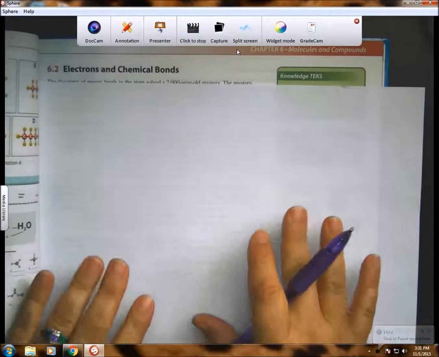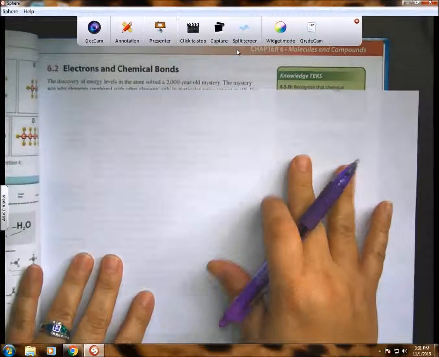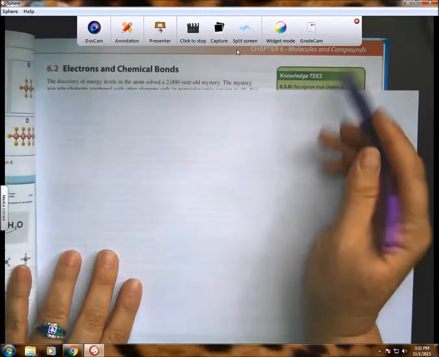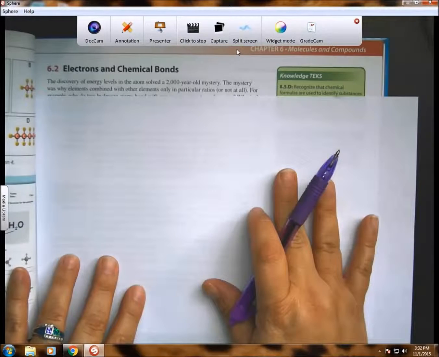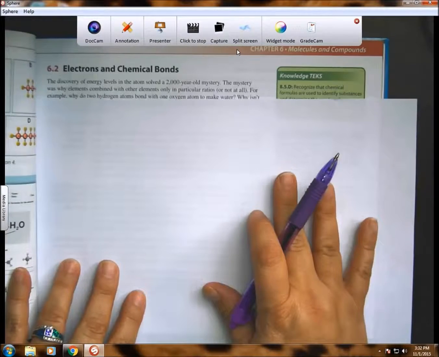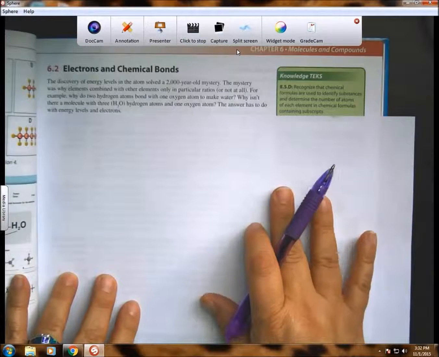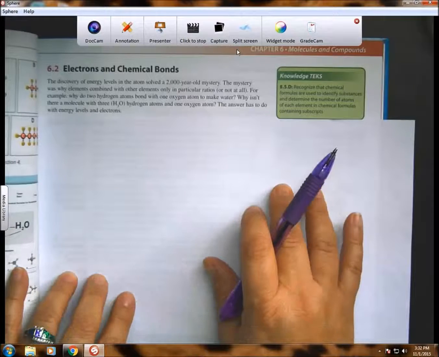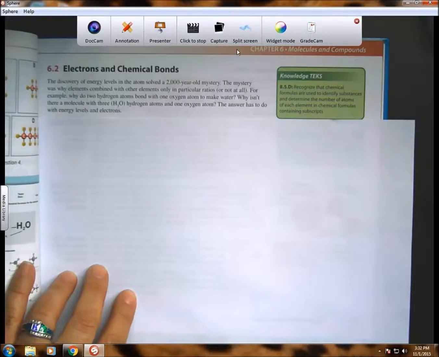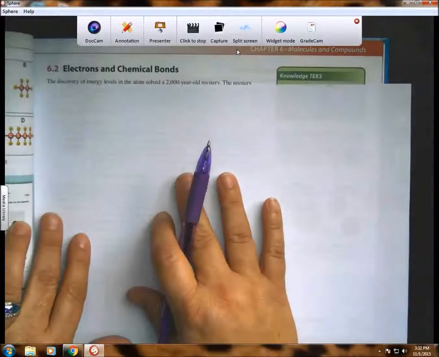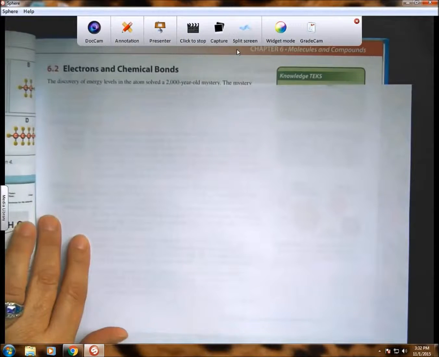I always like to start my reading with looking at the TEK, which tells us what we're supposed to be learning in this chapter. It's over here on the side and it's in green. This TEK reads, recognize that chemical formulas are used to identify substances and determine the number of atoms of each element in a chemical formula containing subscripts. So by the end of this, we should know something about chemical formulas, what substances are in them, the number of atoms, and what a subscript is, we hope. All right, so let's start our reading, and I'm going to read a paragraph, and then we're going to take notes if we think we need to.